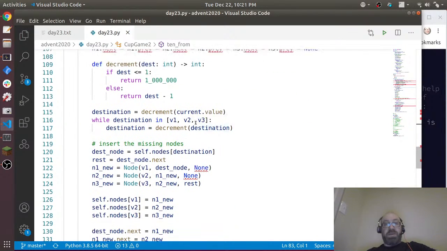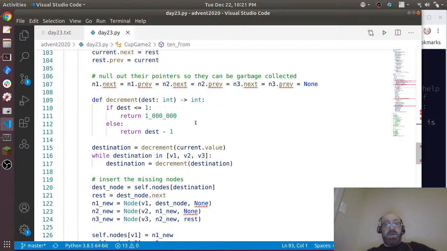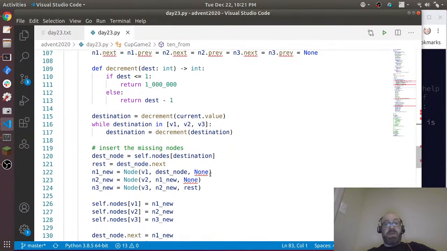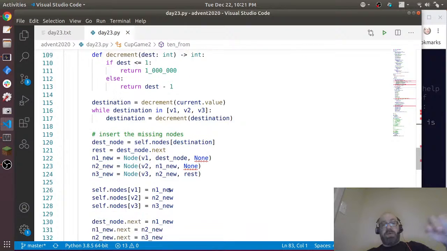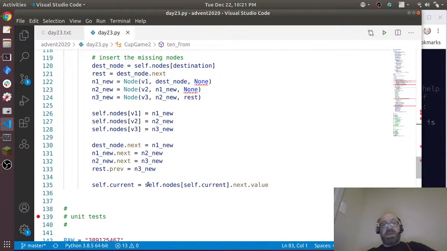This decrement logic caused me way too much grief. I don't know why. And I find the destination, and now what I do is I say, look up the destination, find its tail, and insert these three new nodes in there, hook them up correctly, which is a little bit fiddly, and then advance the current to find the node with the current value.